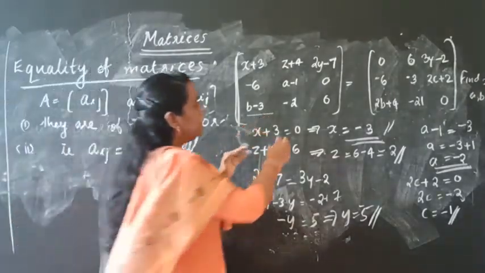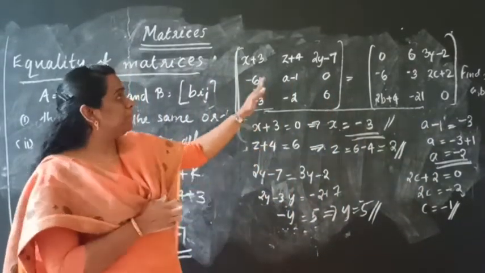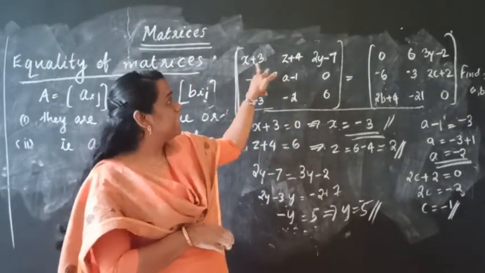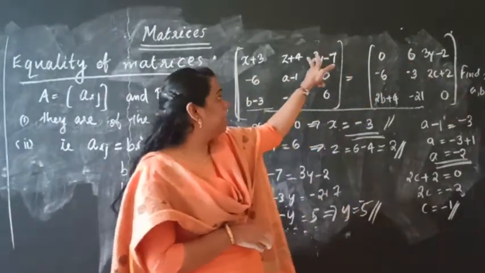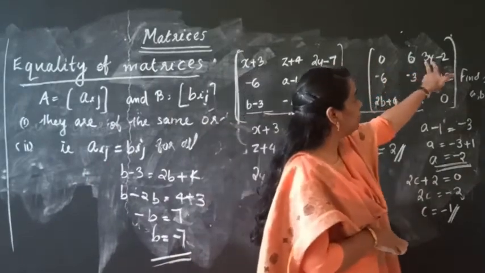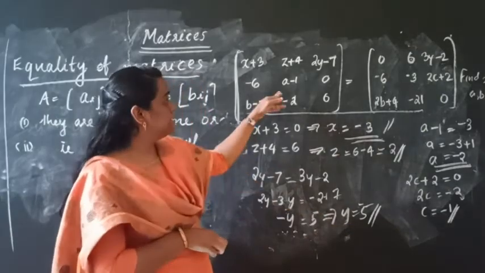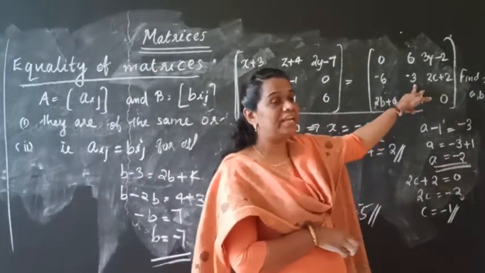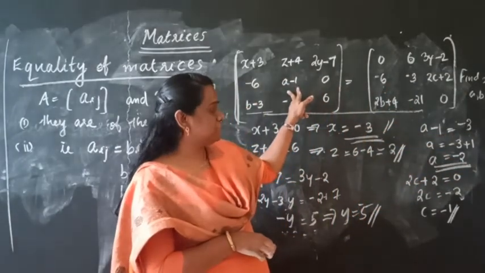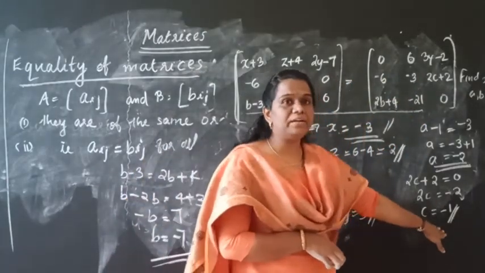Now listen to this. If two matrices are equal, then all the corresponding elements are equal. Then x plus 3 is equal to 0, that means x is equal to minus 3. And z plus 4 is equal to 6, that means z is equal to 2. And 2y minus 7 is equal to 3y minus 2. We found that y is equal to minus 5. Similarly, a minus 1 is equal to minus 3, so a is equal to minus 2. And 2c plus 2 is equal to 0, that means c is equal to minus 1.